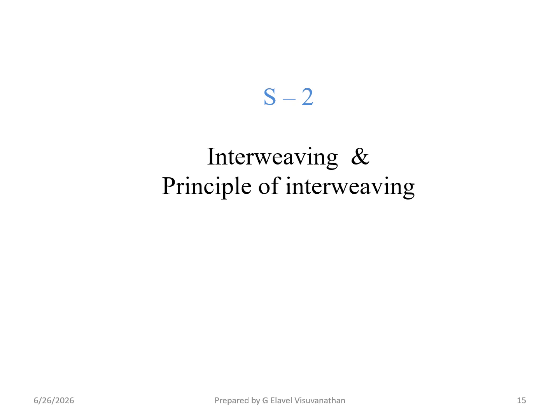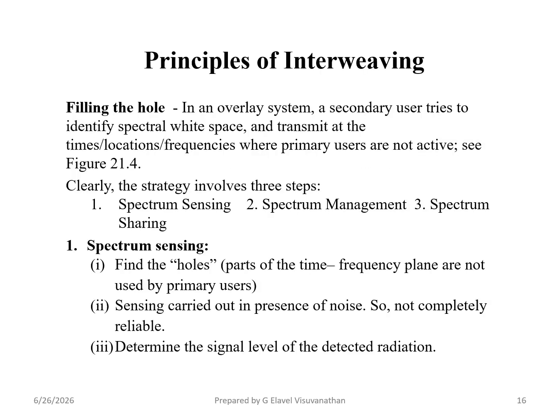Next we are going to discuss interweaving and the principle of interweaving. Finding the hole in an overlay system, a secondary user tries to identify the spectral white space and transmit at the located frequency where the primary users are not active.